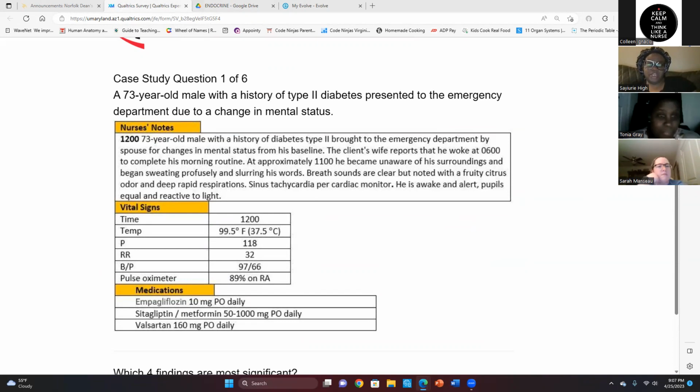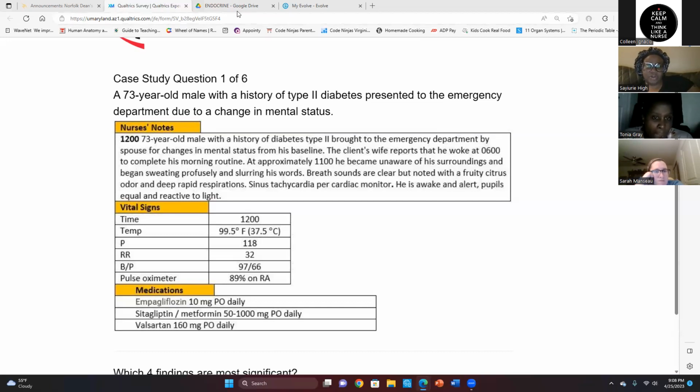73-year-old male with a history of type 2 diabetes presented to the emergency department due to a change in mental status. At 12 o'clock, the 73-year-old male with a history of diabetes type 2 was brought to the emergency department by a spouse for changes in mental status from his baseline. The client's wife reports that he woke at 6 o'clock to complete his morning routine. At approximately 11 o'clock, he became unaware of his surroundings and began sweating profusely and slurring his words. Breath sounds are clear, but noted with a fruity citrus odor and deep, rapid respirations.